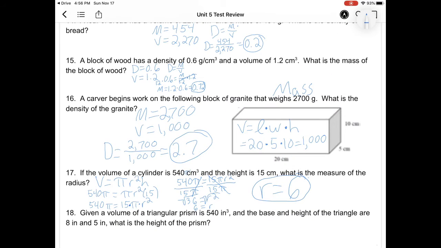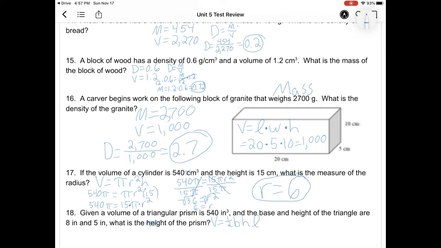And then lastly, number 18 says, given a volume of a triangular prism is 540 cubic inches and the base and height of the triangle are 8 inches and 5 inches, what is the height of the prism? So it does not matter which one you set it as, but the formula for volume of a triangular prism is V equals 1/2 base times height times length.